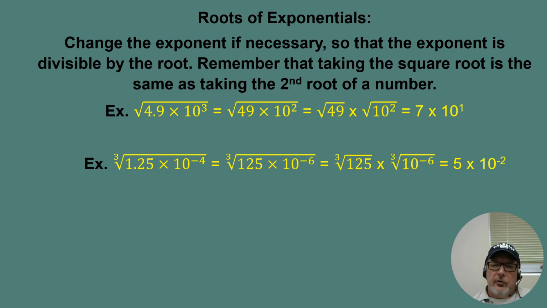Then I end up with the cubed root of 125 times 10 to the negative 6. If I split that expression into two parts, I then end up with the cubed root of 125 multiplied by the cubed root of 10 to the negative 6th. The cubed root of 125 is 5. I find the cubed root of 10 to the negative 6 by dividing the exponent, negative 6, by the root 3 to end up with a negative 2. My final answer then will be 5 times 10 to the negative 2.